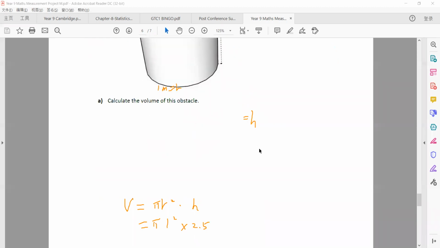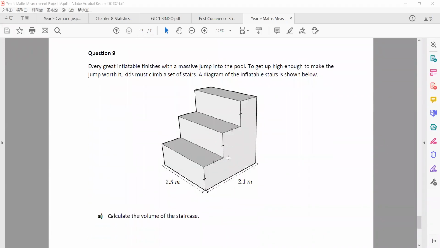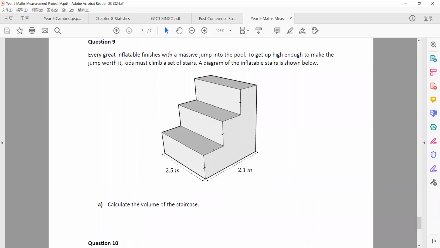Do you have another question? Okay, so for question 9, it asks you to find the volume of the staircase. You need to pay attention to this, this, this, this, this, and this. That means they have the same length: the same length for each stair, and the same height for each. So how can we do this one?